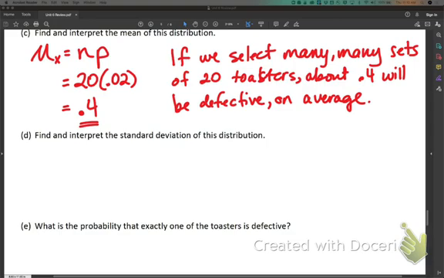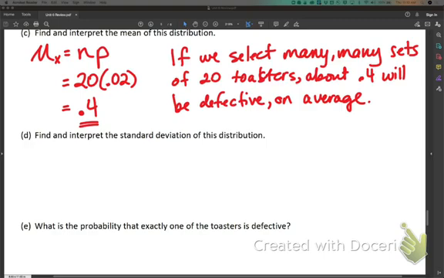So obviously, guys, you can't select one set of 20 and have 0.4 of a toaster be defective. So obviously what this means is if I take many sets of 20, maybe sometimes none of them will be defective, but sometimes one of them will be defective. So usually it's going to be around one or none-ish.